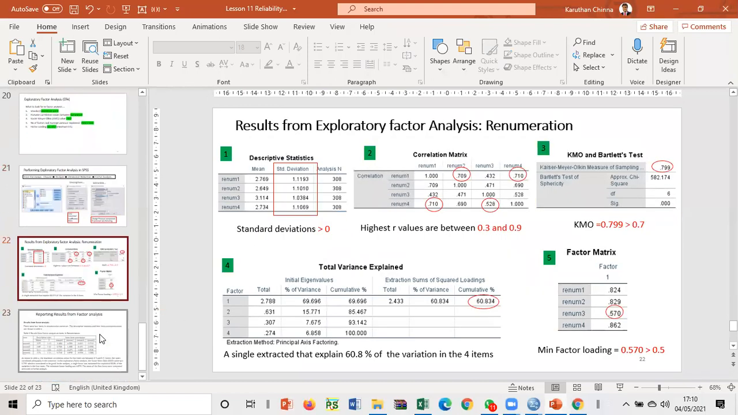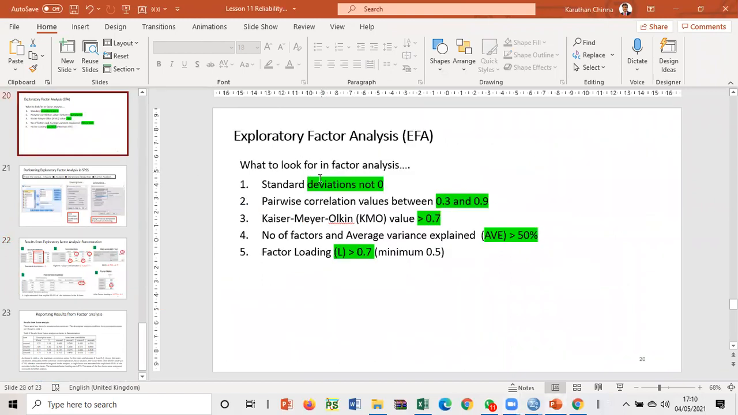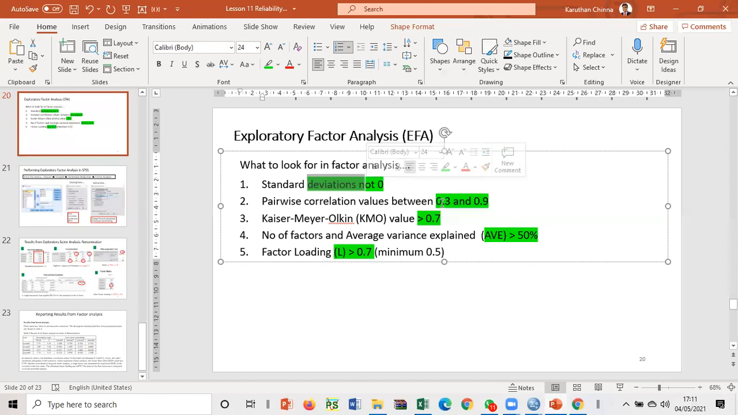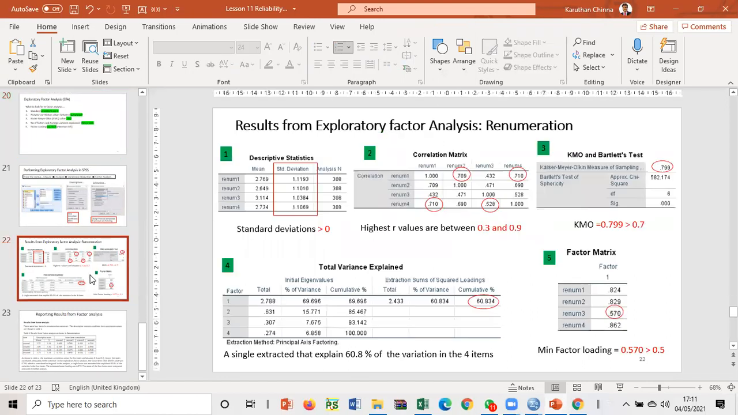All right, so this is what we're going to do. We do it later. These are points, as we did just now. This is what we're going to look at: 1, 2, 3, 4, and 5. What's number 1? Standard deviation. Number 2, correlation.